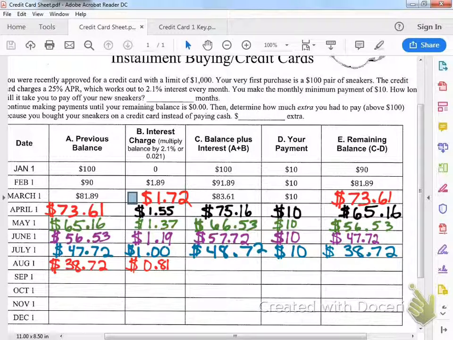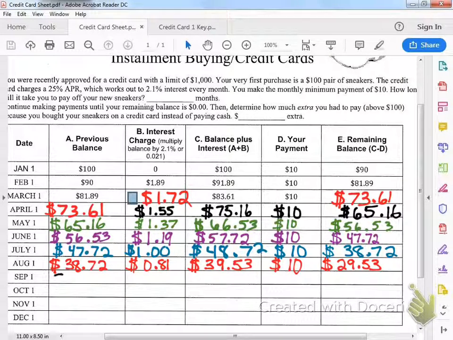So 38.72 plus 0.81. What's your balance now? $39.53. Okay, and how much are you paying? $10. What's your balance now? $29.53.